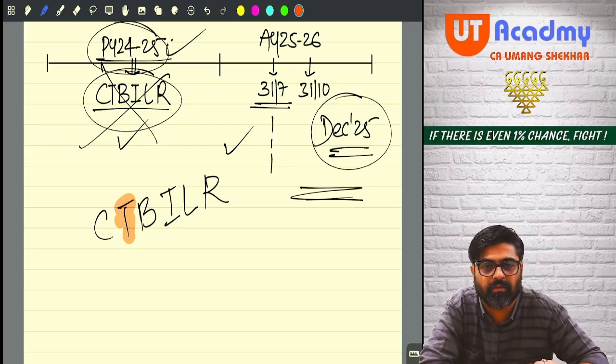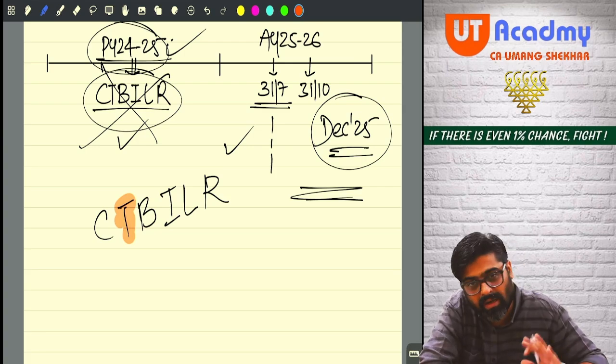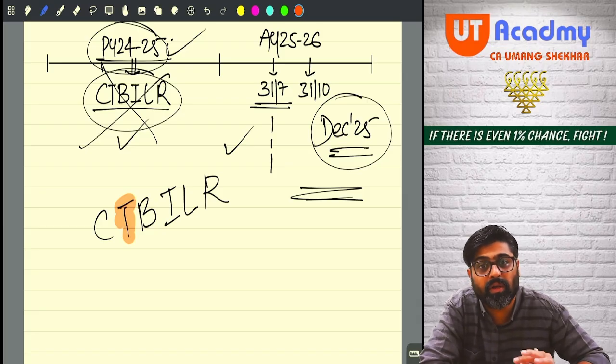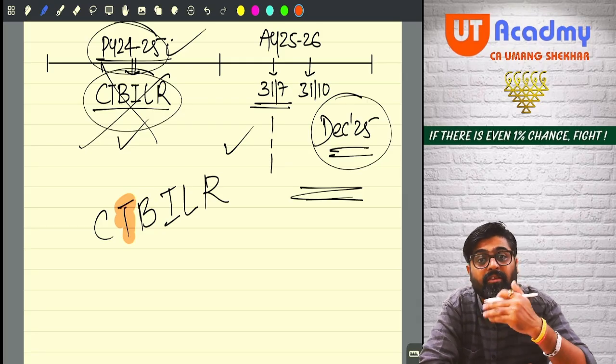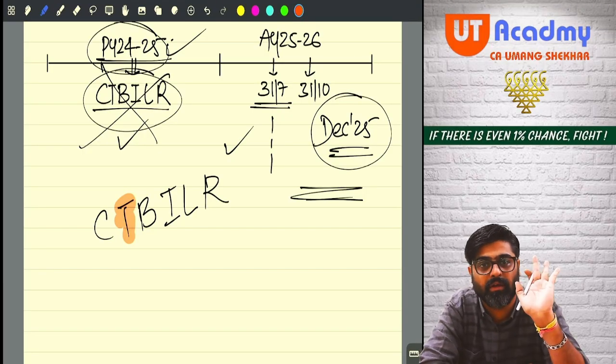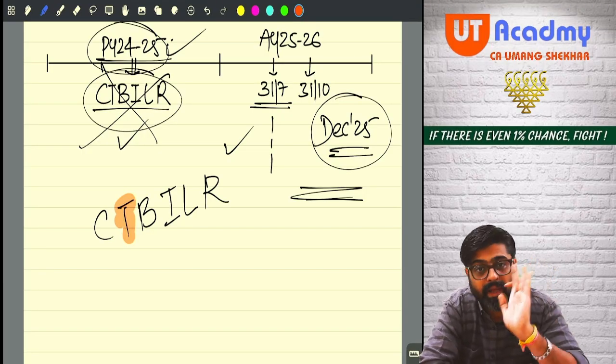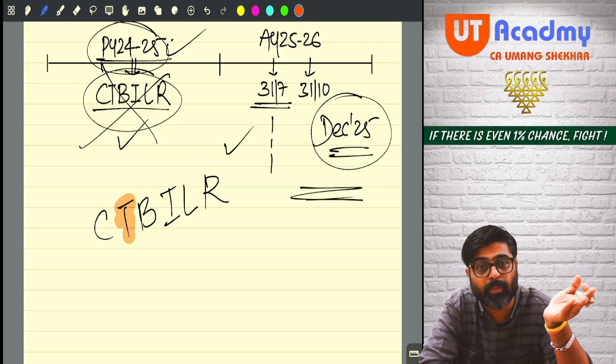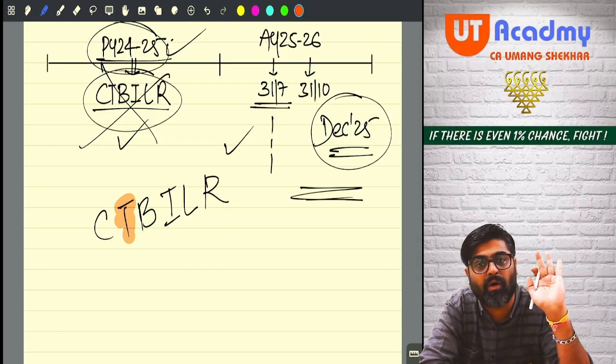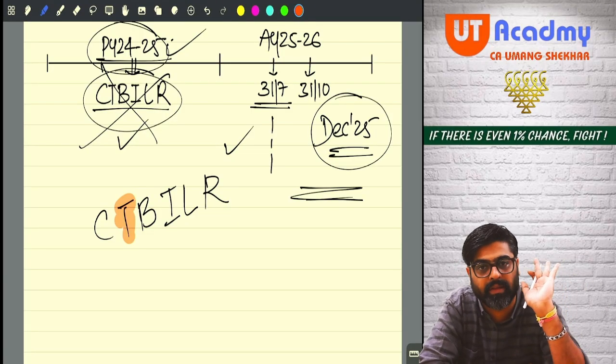Any taxes which are related to your business. What did I say? Any taxes related to your business will be allowed as a deduction under the PGBP head only if they are actually paid. If the taxes for this year are paid in this year, they will be allowed in this year. If the taxes for this year are at least paid on or before the due date of filing of ROI of this year, then also they will be allowed in this year.